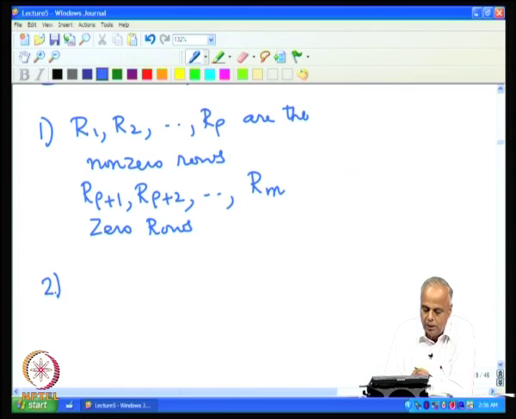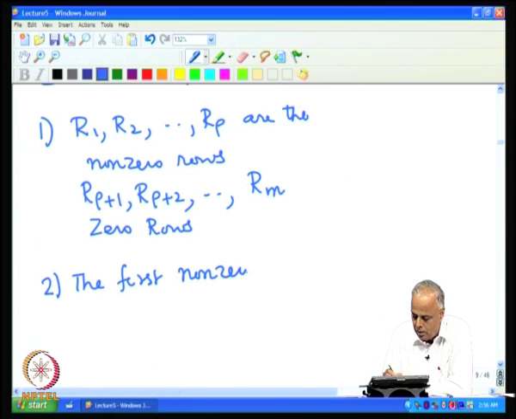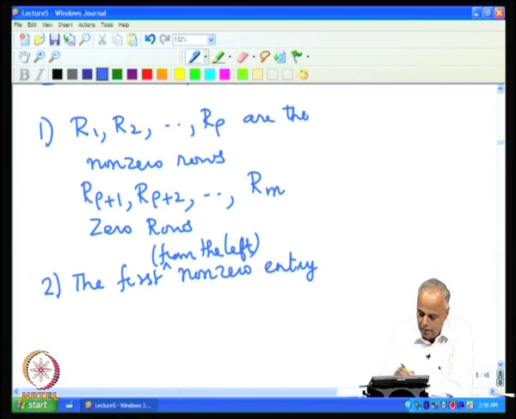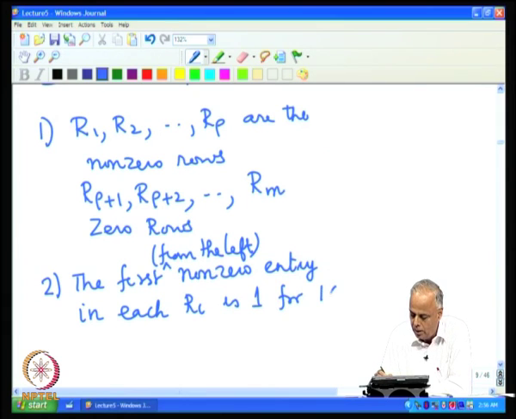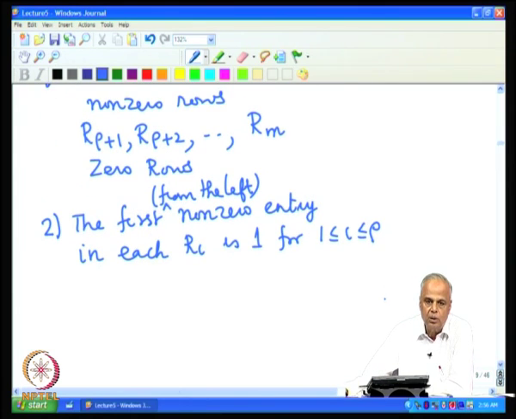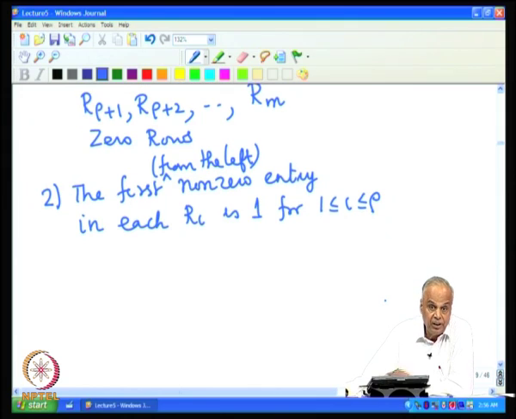The next important property is the first non-zero entry from the left. The first means from the left. The first non-zero entry in each Ri is 1 for 1 less than or equal to i less than or equal to rho. The first rows are the non-zero rows, and the first entry is always 1 in these non-zero rows.